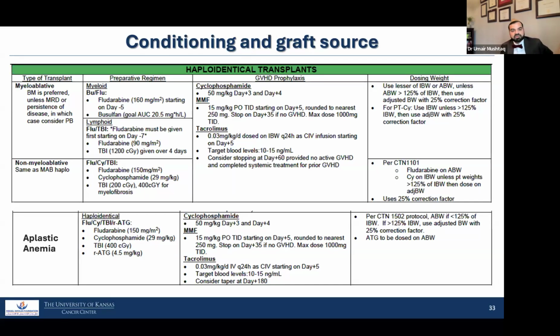Celcept is given for 1 month, day 5 to 35. And tacrolimus is started at day 5. It's given IV in the hospital, then changed to oral. The levels are watched. 10 to 15 is the goal usually.